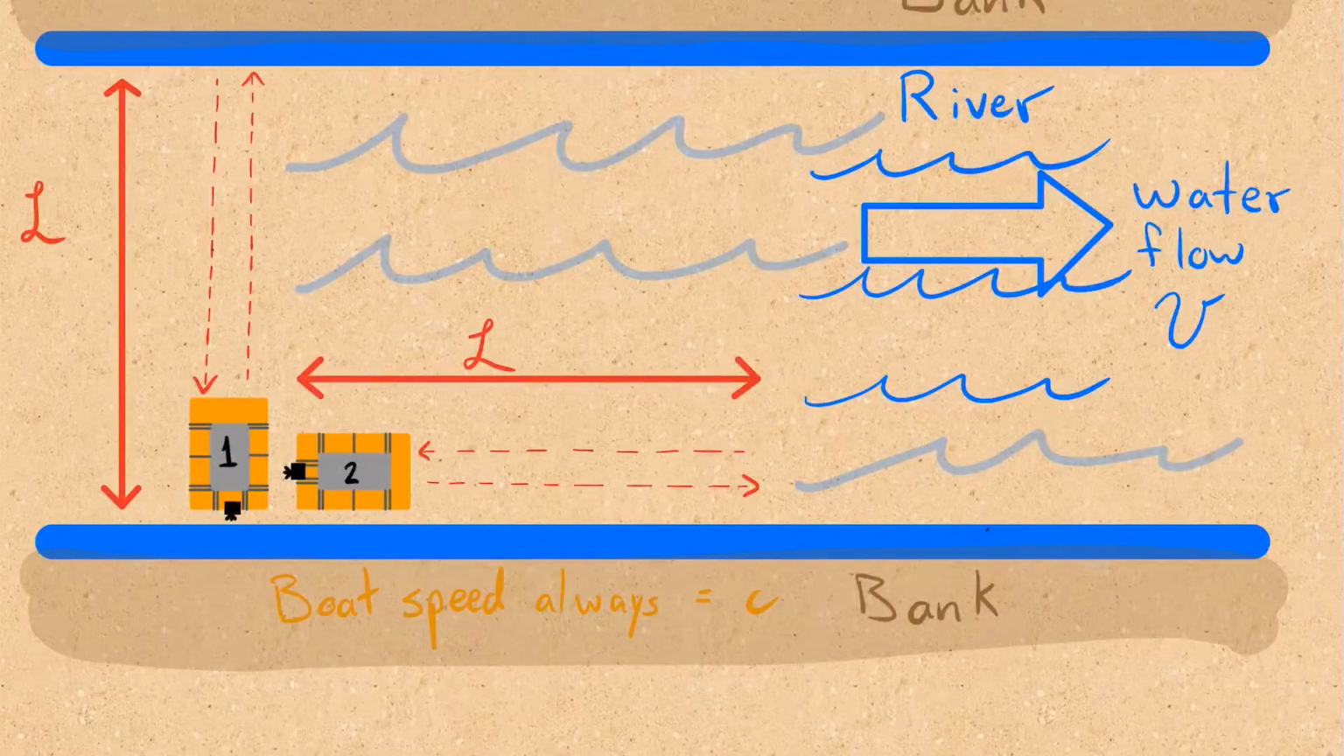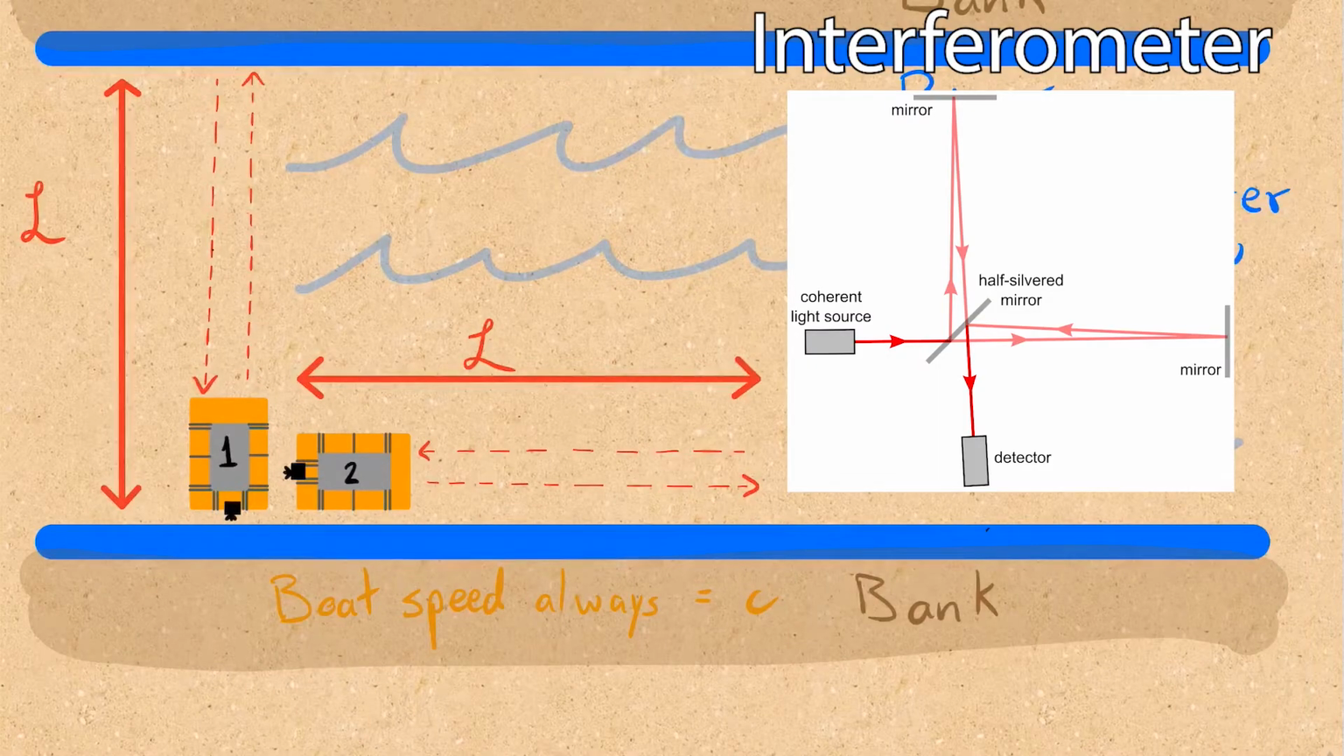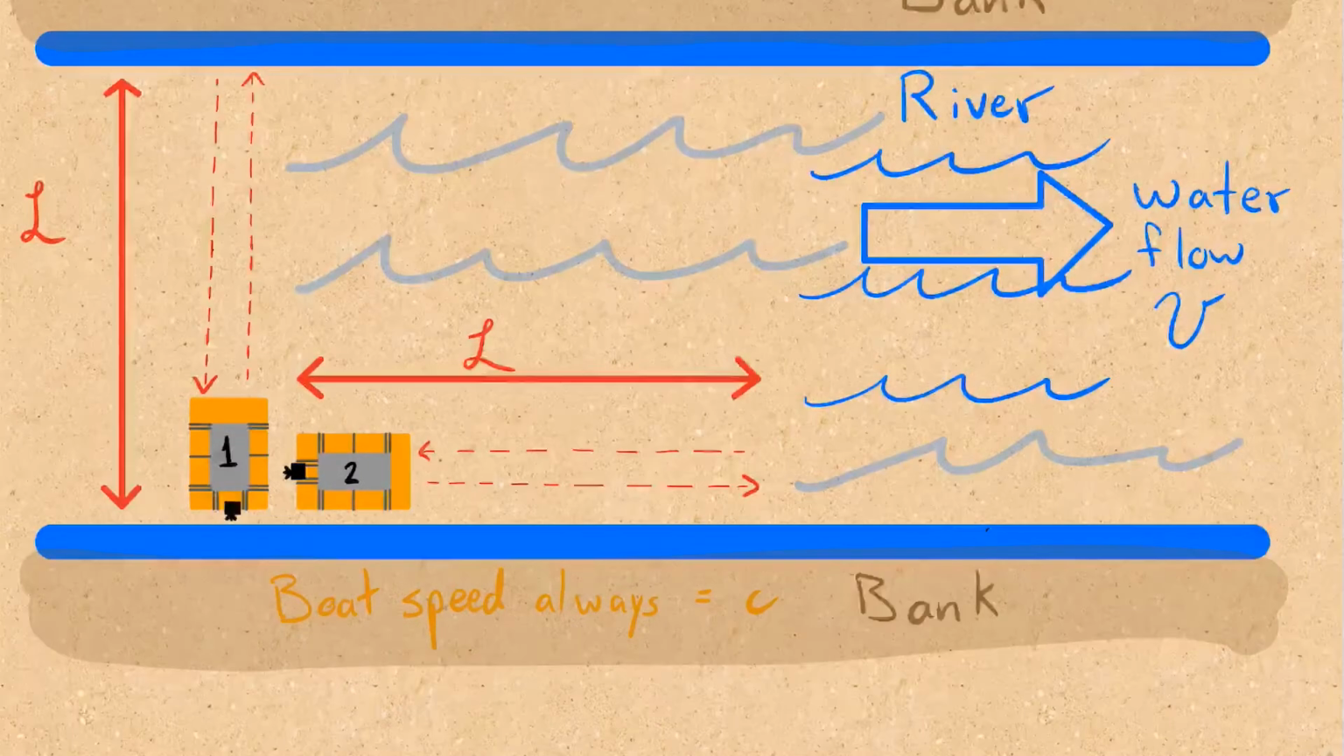Okay, so in this video, we're going to talk about the boat race problem. This problem is a great way of understanding how an interferometer works. To explain the problem, we have two boats that travel at the same speed. We're going to call that speed c. This is, of course, supposed to be a reference to the speed of light.